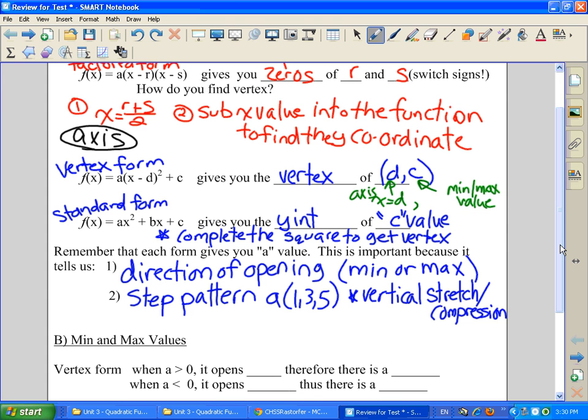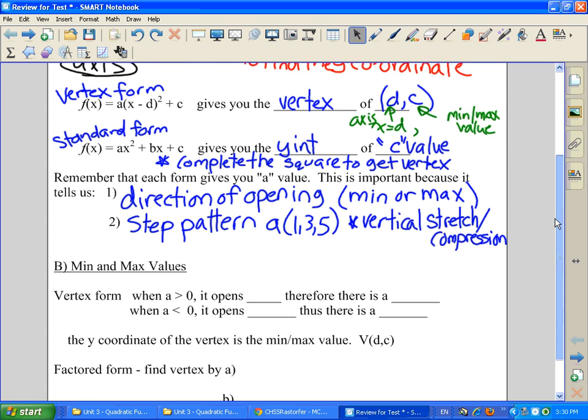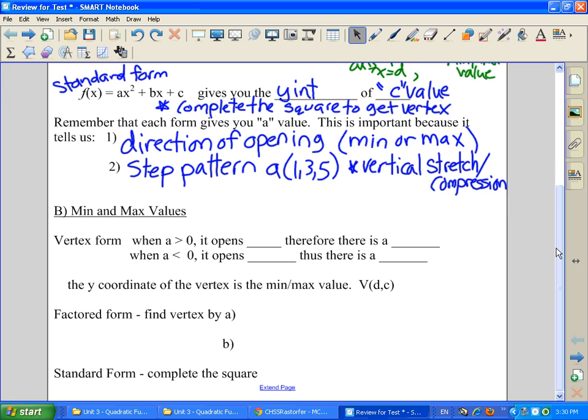All right, good. Now we're going to deal with min and max values. So when a is greater than 0, or a is positive, there's my short form, the parabola opens up. Therefore, there is a minimum. Likewise, if a is less than 0, it's negative. That means it opens down, and if it opens down, there is a maximum. The y-coordinate of the vertex, and that's important to remember, is your min, max, or optimal value.